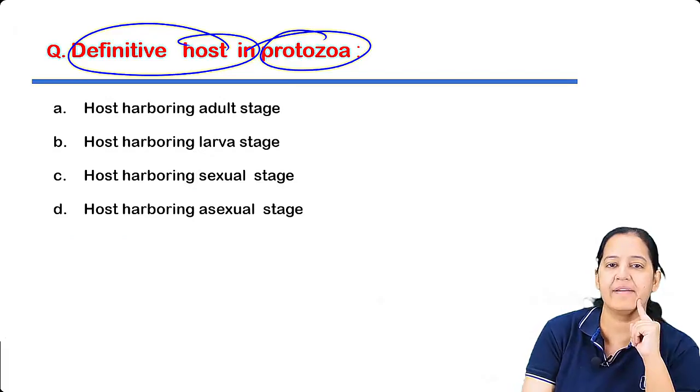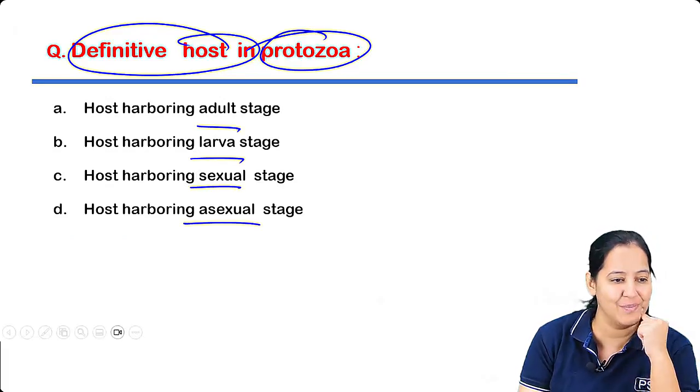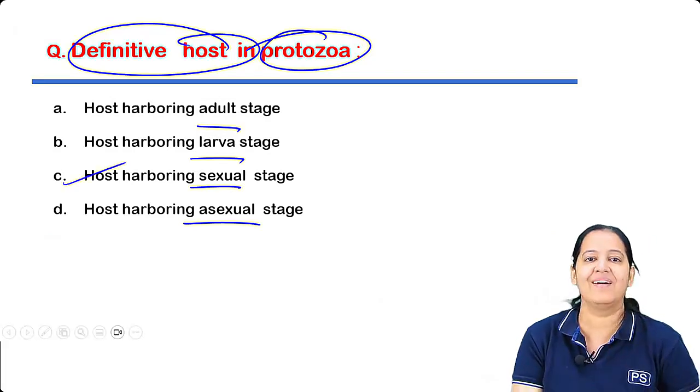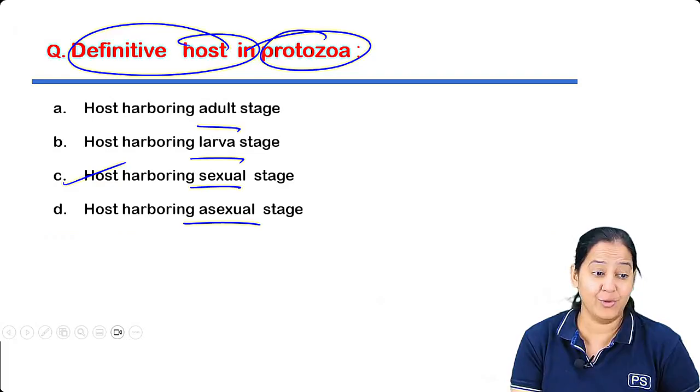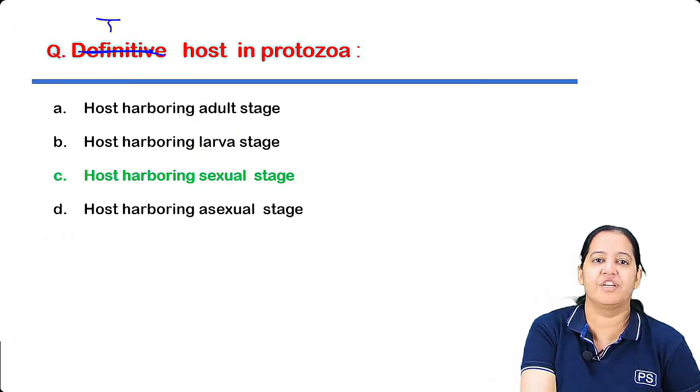Host harboring adult or larva, sexual or asexual. Yes, very correct. Medico, very good. Manoj, everyone is correct. So the correct answer is C. Don't say A, is anyone saying A? The correct answer is C. If I change definitive to intermediate, what is your answer now?